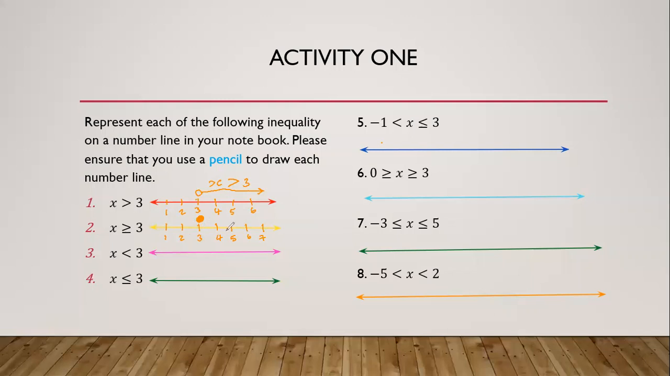So one value that is greater than 3 is 4, 5, 6, and so forth. So we draw an arrow on our closed circle to indicate the direction. So this would be a representation of this inequality, which is x is greater than or equal to 3. And it goes all the way to positive infinity, right?